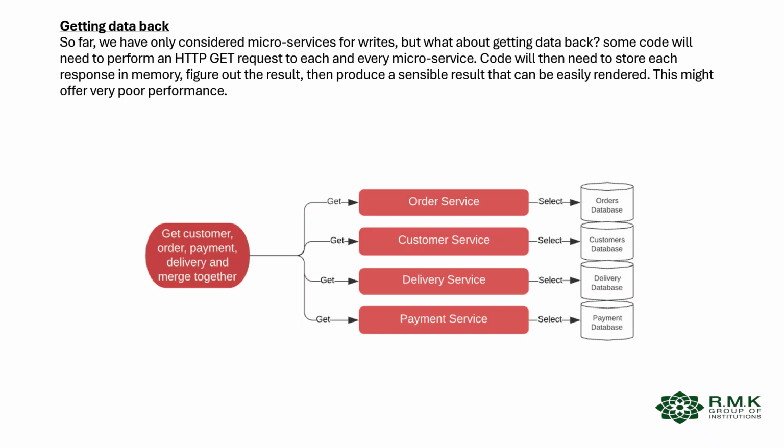And next, getting back data. So far we have only considered microservices for writes, but what about getting data back? Some code will need to perform an HTTP GET request to each and every microservice. The code will then need to store each response in main memory, figure out the result, then produce a sensible result that can be easily rendered. This may offer very poor performance. The customer, order, payment, and delivery data are merged together from the order service, customer service, delivery service, and payment service.